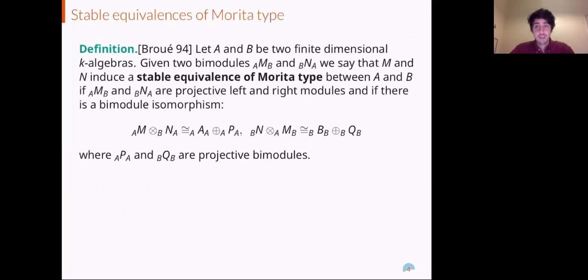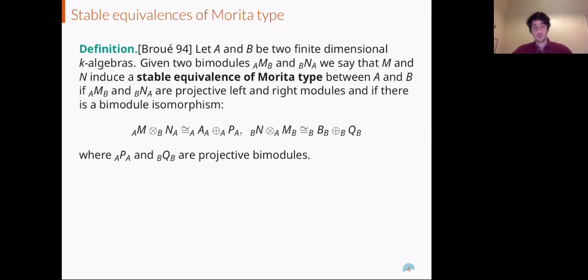And as I said, HH^1 is invariant under various equivalences, and the equivalences that we are interested in now were introduced by Broué. If we have two finite dimensional K-algebras A and B, and we have two bimodules M and N, then we say that M and N induce a stable equivalence of Morita type between A and B if M and N are projective as left and right modules, and if there is a bimodule isomorphism between M tensor N and A plus a projective A-A bimodule P. The tensor product in this case is over B. And also if we have an isomorphism as B-B bimodules between N tensor M and B plus a projective B-B bimodule Q.